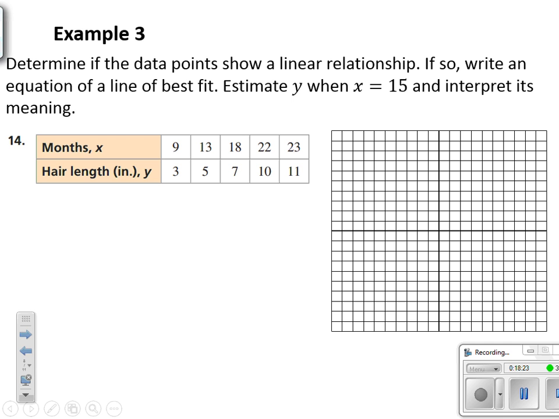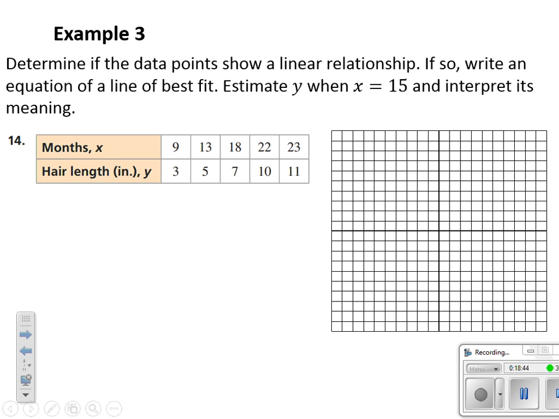All right, moving on. Determine if the data points show a linear relationship. If so, write the equation of a line of best fit. Estimate y when x equals 15 and interpret its meaning. So this is a problem where there's a lot of estimating involved, and depending on what we consider a line of best fit, there are several different correct answers that could work. So let's plot the points and see what we come up with.